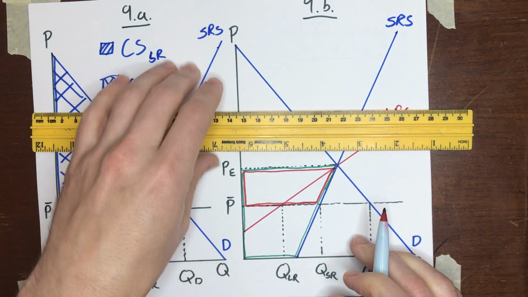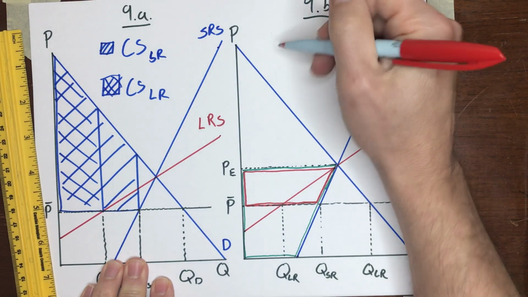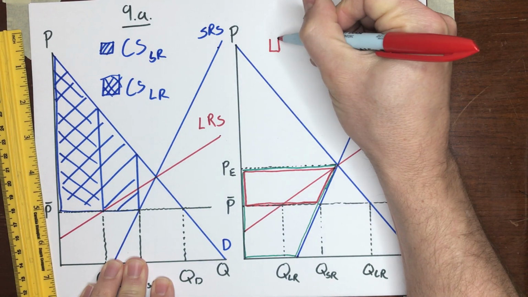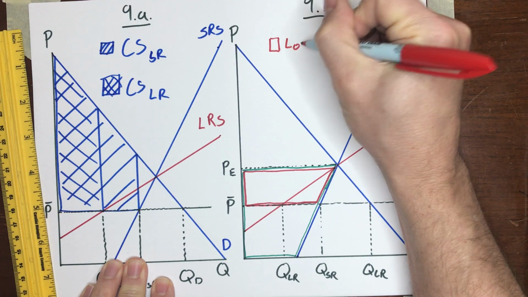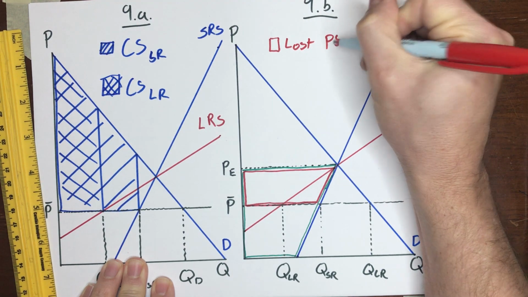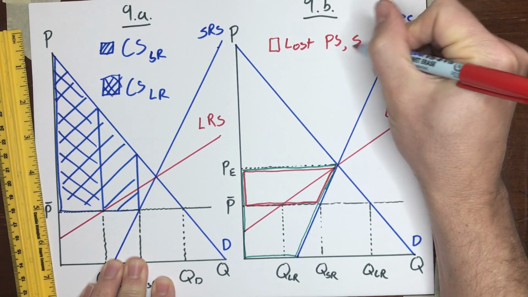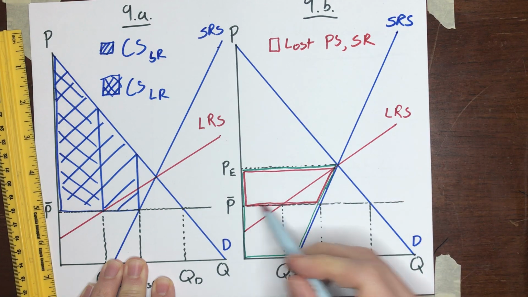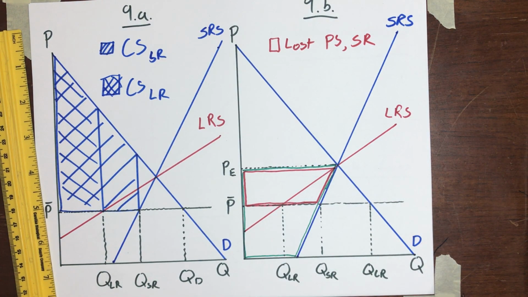Okay. So let's put that up here. Lost producer surplus in the short run, that area. Okay, what about in the long run?